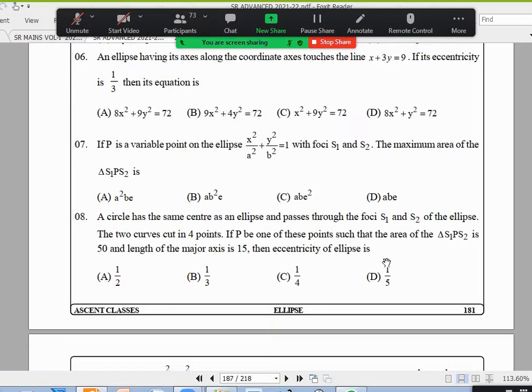Okay, so we have an ellipse and the two foci are maybe quite stretched. And there is a circle with the line joining the foci as its diameter. There are 4 points of intersection. I need to find this area. Length of major axis is 15, so 2a is 15, and triangle S1 P S2 area is 50.